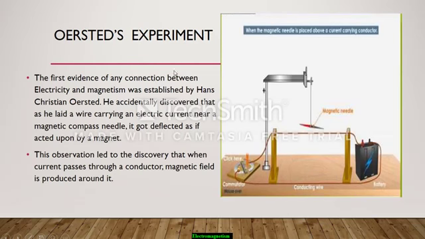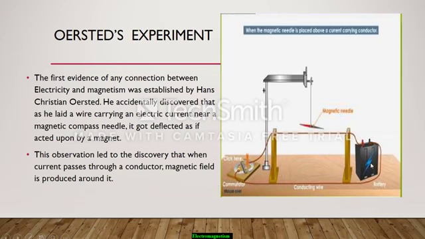What is Oersted's experiment? The first evidence of any connection between electricity and magnetism was established by Hans Christian Oersted. He accidentally discovered that as he laid a wire carrying an electric current near a magnetic compass needle, it got deflected as if acted upon by a magnet. See, here is the setup. As we can see, there is a wire connected to a battery and it is a conducting wire and it is a closed circuit.